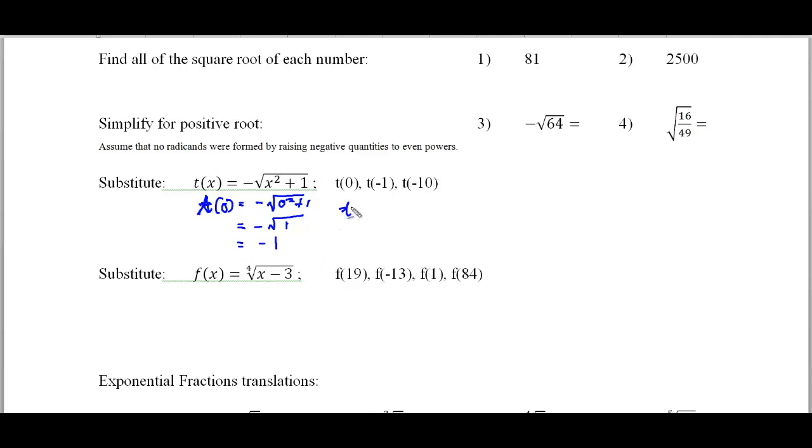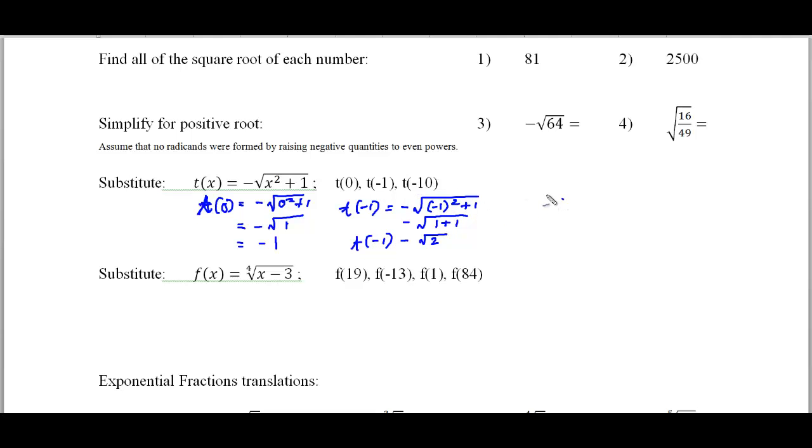So now I'm going to plug in my -1 here. So I'm going to have negative square root. Now this is a -1 squared, which means that this will get squared out. So -1 times -1 is +1. So I have +1 plus 1. So this is negative square root of 2. That's t of -1, plugging my -1 in for x.